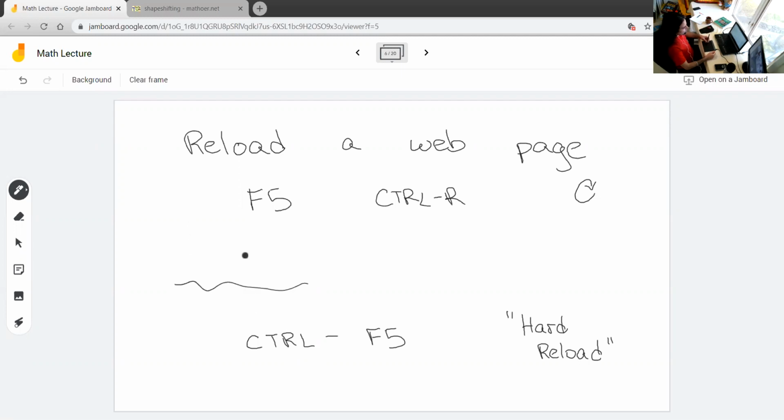So if you're ever having trouble with a website and somebody says, oh, it's updated, it's working well, and it's not for you, then Control F5 on a computer might be your friend. On a Mac, I assume it's Command F5. I'm not a Mac person though.